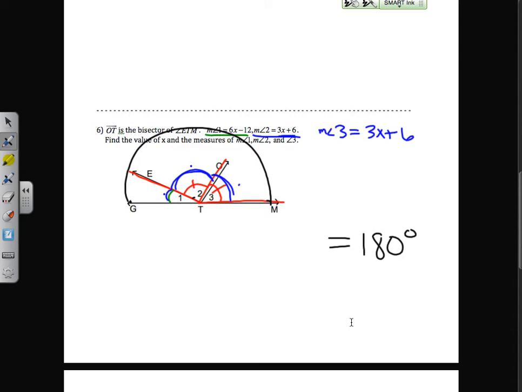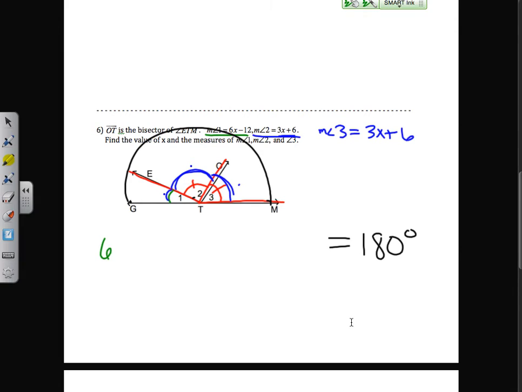So this is another one. We're just trying to do angle addition postulate. Part plus part plus part equals whole. Or part plus part equals whole, whatever you want to do. And they just didn't give you the whole, but we can figure it out because the whole is a straight line. It's 180 degrees.